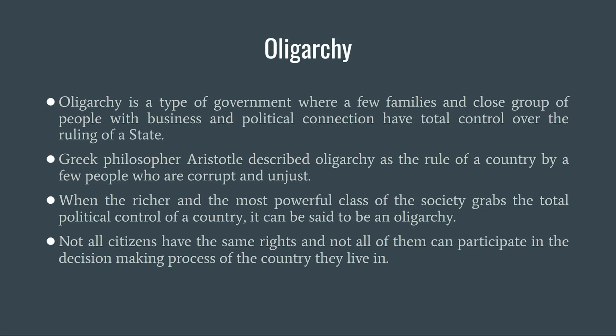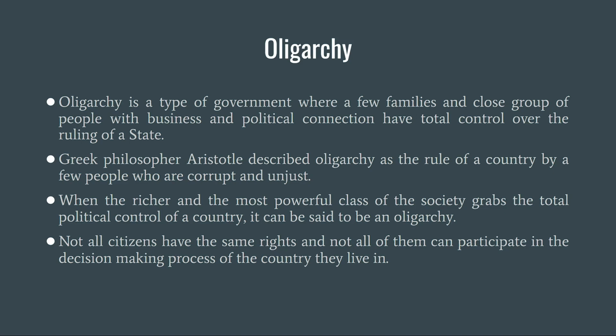In the oligarchic system, the kingship has devolved into a sort of pseudo democratic measure. Here the power of the king has been divided among a certain group of people who are at the top of that society. The Greek philosopher Aristotle described oligarchy as the rule of a country by a few people who are corrupt and unjust. When the richer and the most powerful class of the society grabs the total political control of a country, it can be said to be an oligarchy.